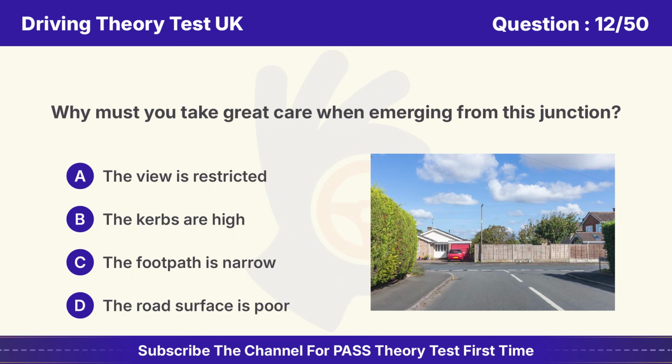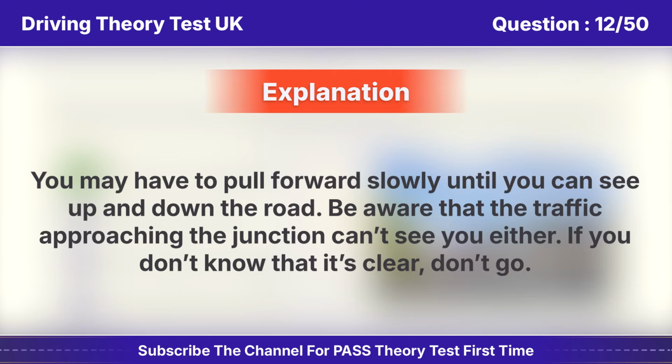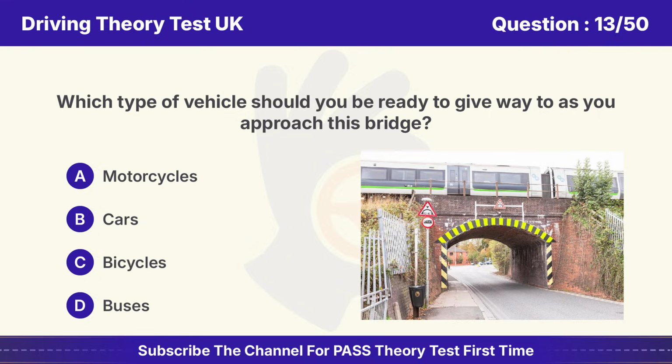Question 12. Why must you take great care when emerging from this junction? Answer is A. The view is restricted. You may have to pull forward slowly until you can see up and down the road. Be aware that the traffic approaching the junction can't see you either. If you don't know that it's clear, don't go. Question 13. Which type of vehicle should you be ready to give way to as you approach this bridge?